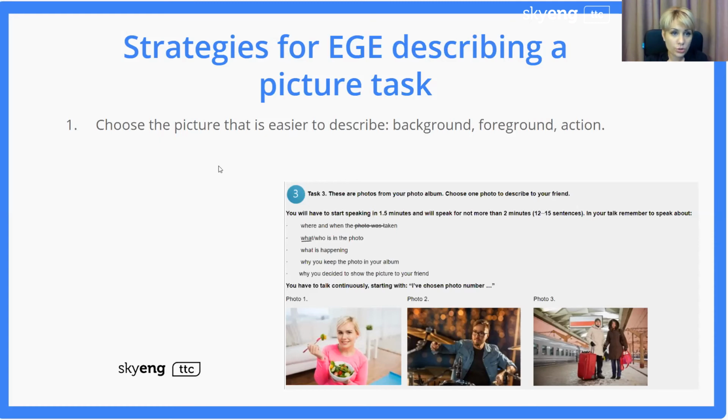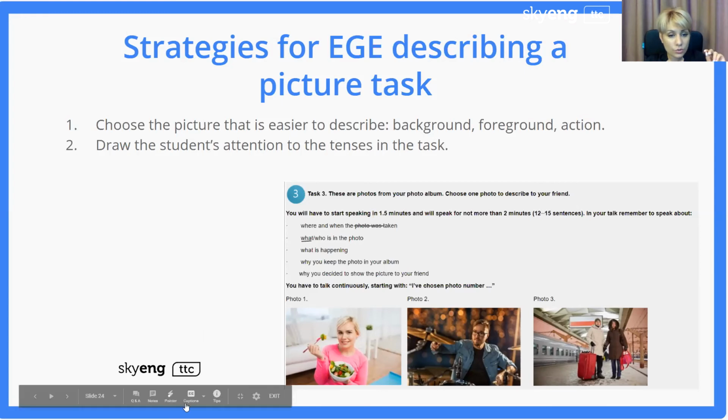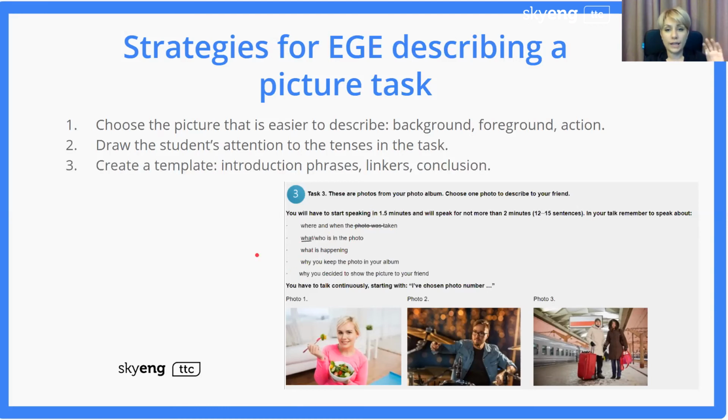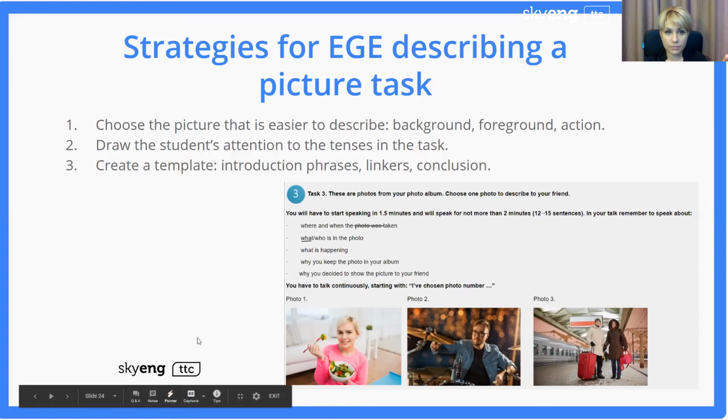And also, it's important to draw students' attention to the tenses used in the task so they can help them in the answers. There is the past tense in the first point, present simple, or just the present in the second, the present continuous in the third. So we draw their attention to this point because it can help them in choosing the correct grammar tense. Also, we again create the template with some introduction phrases, linkers, conclusions.